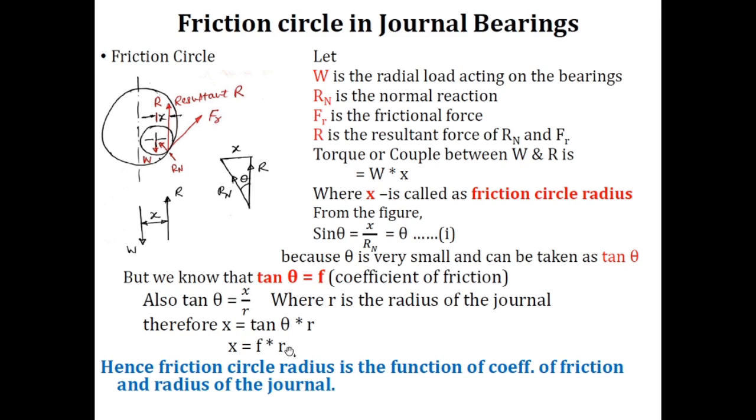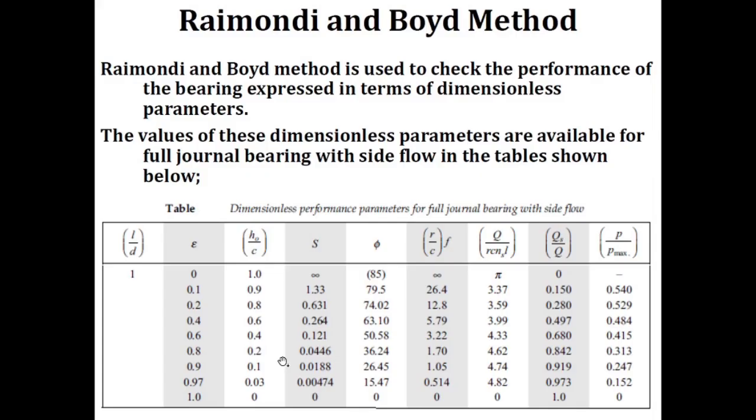So students, here you have to remember the very important point that the friction circle radius is a function of the coefficient of friction and the radius of the journal. If you refer to the question papers of competitive exams, GATE, IES and all, you may find that these types of questions on the friction circle radius are repeatedly asked. So you should remember that the friction circle radius is a function of the coefficient of friction F and the radius of the journal.